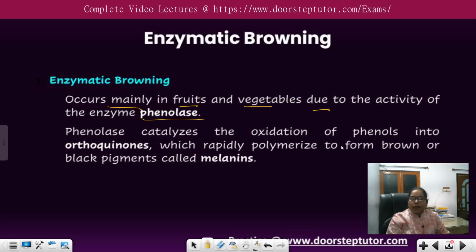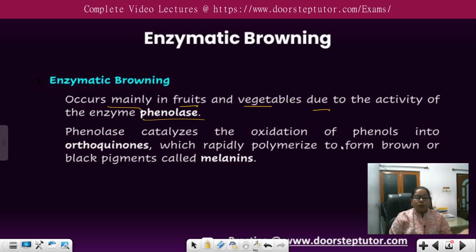This is enzymatic browning, and the second one is non-enzymatic browning. It means there is no involvement of any enzyme; we do it by ourselves. In non-enzymatic browning, we study the process by which humans or industries cause browning. In enzymatic browning, we study how browning takes place naturally in foods, and which types of reactions occur in them.